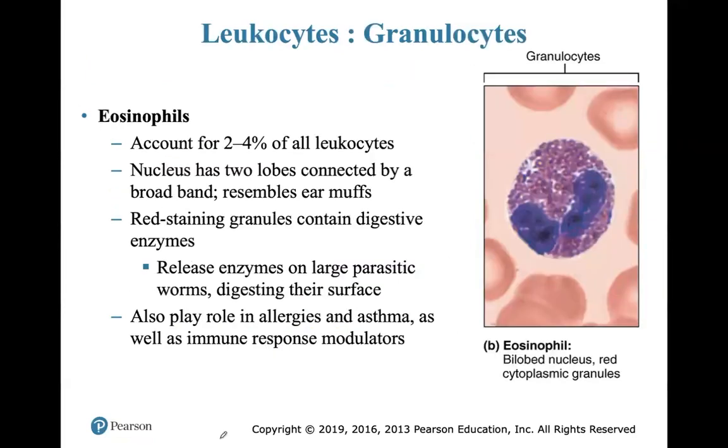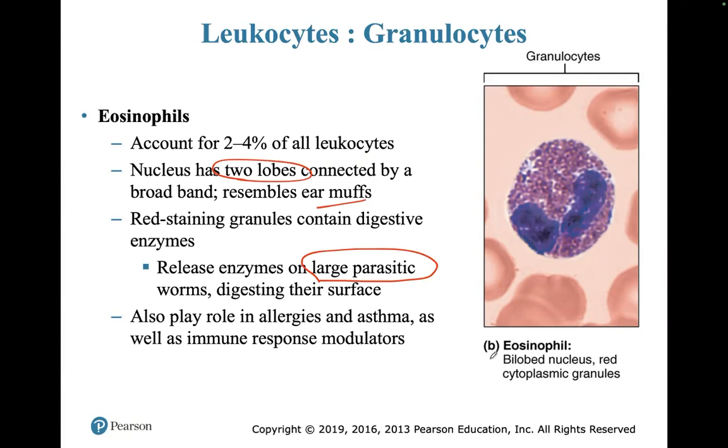Eosinophil is the next one, 2 to 4%. This one has two lobes, not three. They specifically have two lobes, looks like earmuffs, right? That cover our ears. Now, these also have digestive enzymes, but they are specifically targeted to large parasitic worms. If any parasitic worm enters our body, then an eosinophil will be there and will try to digest it with these digestive enzymes. They also have some role in allergy and asthma.